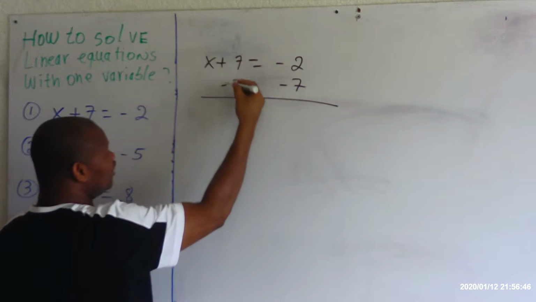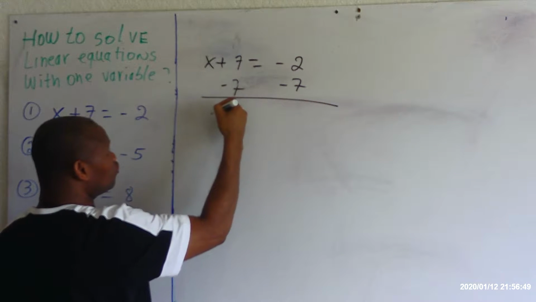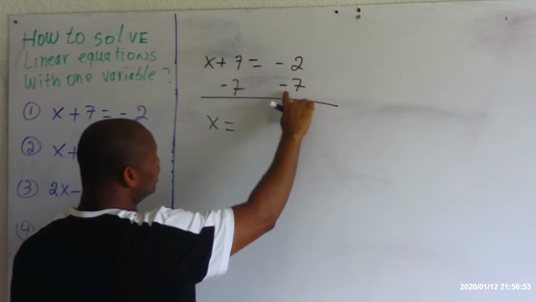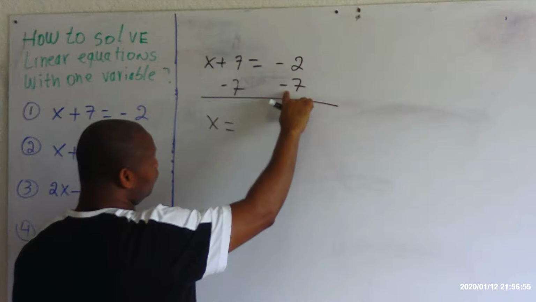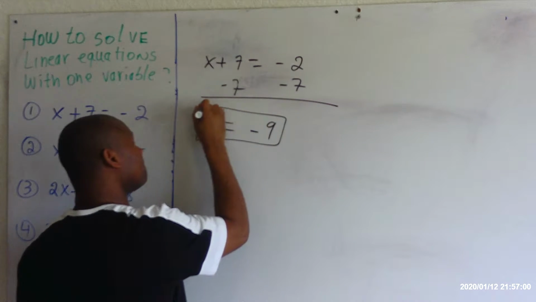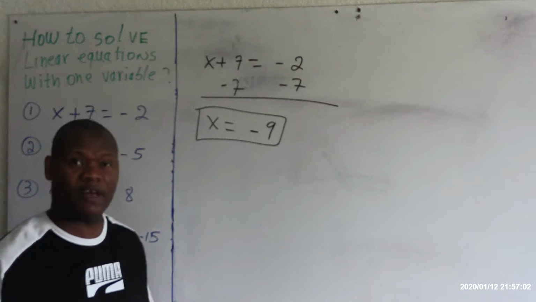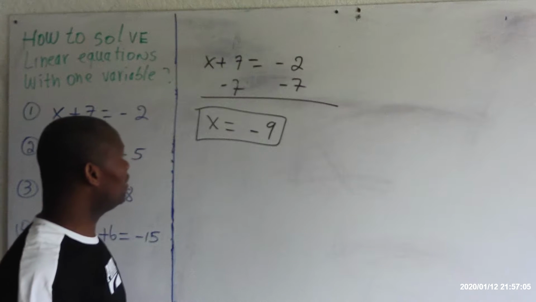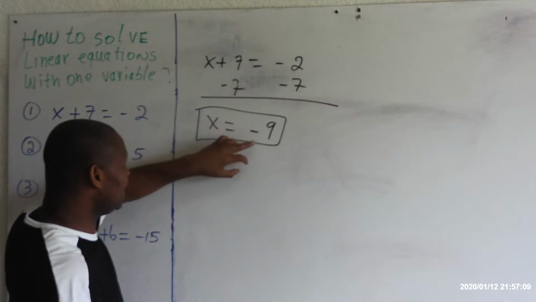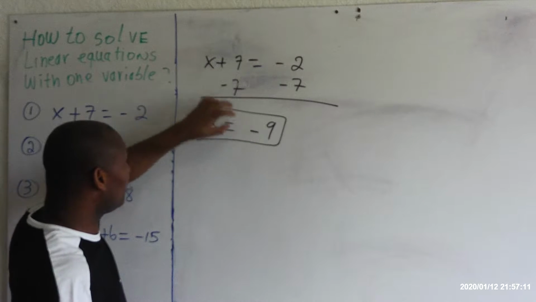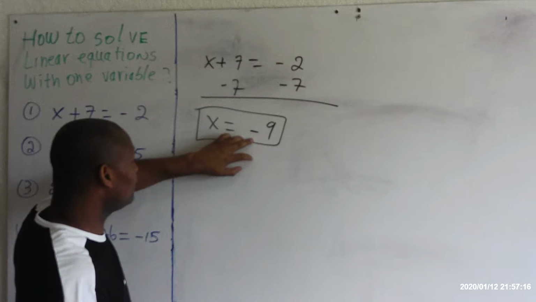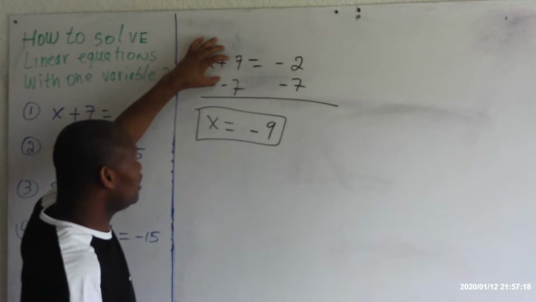So positive 7, negative 7 is cancelled. Bring down x. So we have negative 2, negative 7. That's going to give us negative 9. That's the answer. Okay? So do not forget to verify your answer. In order to verify your answer, we need to take the value of x equal negative 9 and replace it in the equation.